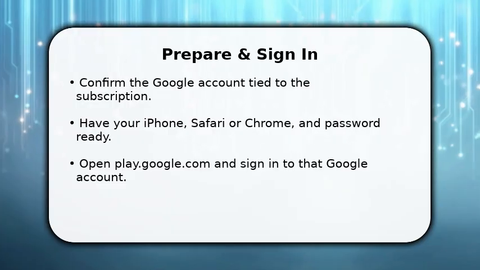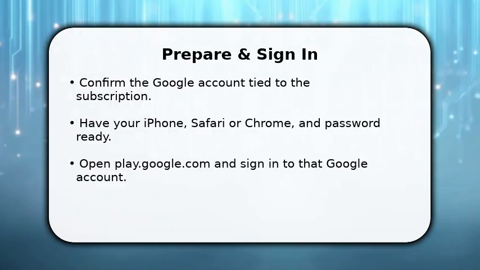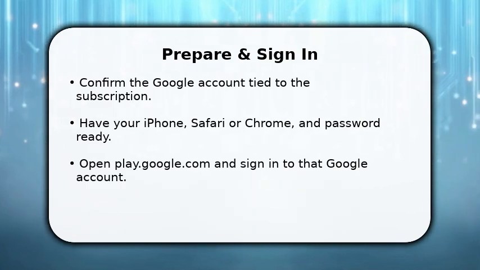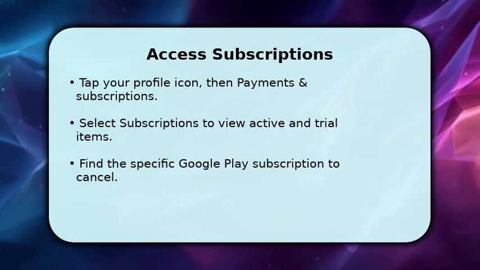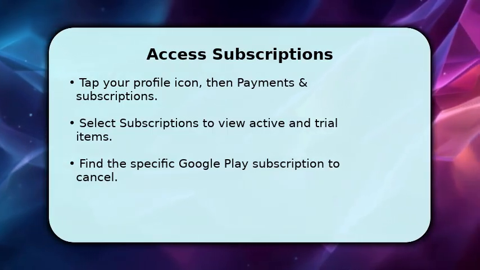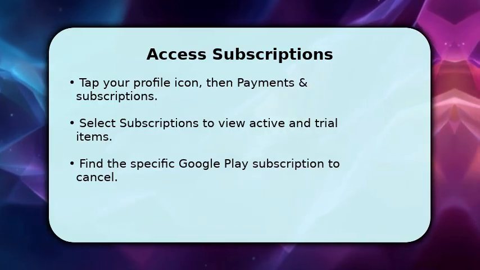Once signed in, tap the menu or account icon. This first step locates the subscriptions hub so you can manage billing and cancellation correctly. After signing in, tap your profile icon and choose Payments and Subscriptions. This navigates you into the billing area where Google lists active subscriptions.